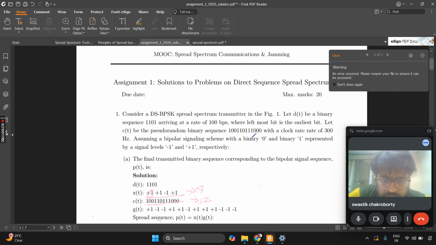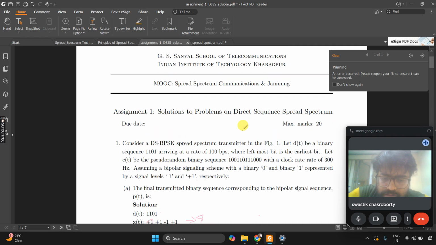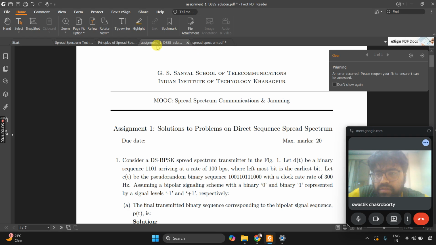Sorry, 1000, with a clock rate of 300 hertz. Assuming a bipolar signaling scheme with a binary 0 and binary 1 represented by signal levels -1 and +1, the final transmitted binary sequence corresponding to the bipolar signal sequence is... So that is your question. Take 5 minutes and convert this to bipolar, convert this to bipolar, and do a dot product.